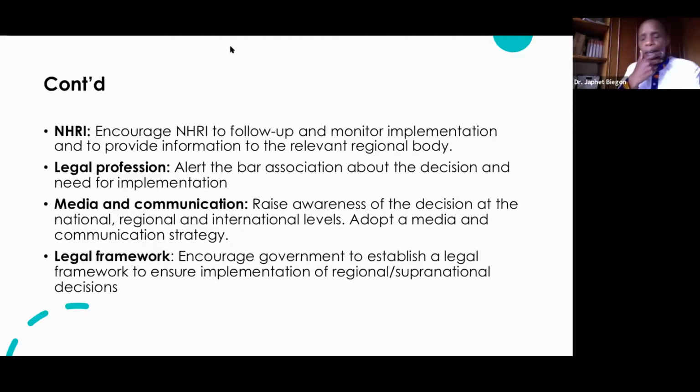But also the legal profession should be important. Bar associations, both at the domestic level, but also at the regional or sub-regional level. It's good to alert them that this decision has come out from the court or from the commission or from the committee, and ask them for their support in terms of pushing for implementation. And then finally, second last is media and communication. Raising awareness. I think publicity is always a good pressure point for states to act.